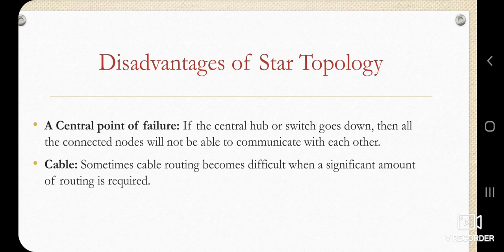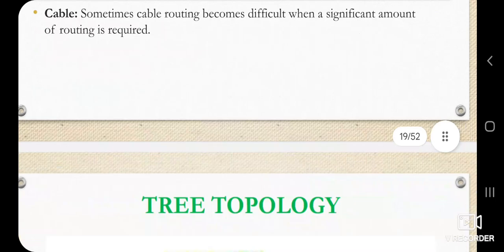Disadvantages of star topology: a central point of failure. If the central hub or switch goes down, then all the connected nodes will not be able to communicate with each other. Cable. Sometimes cable routing becomes difficult when a significant amount of routing is required.